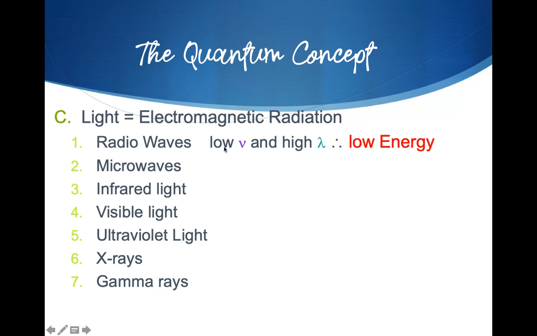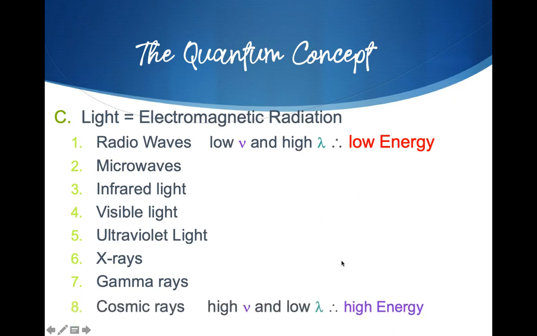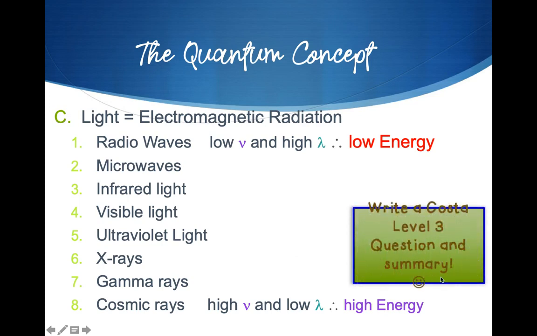UV light would be much higher than radio waves in terms of frequency, a much shorter wavelength, much higher energy, ending up all the way to cosmic waves, which would be, in terms of what we've measured, the highest frequency that we have, the shortest wavelength, which would then be our highest energy. So if I try to draw that, it'd be like up and down, up and down, up and down, really, really fast.